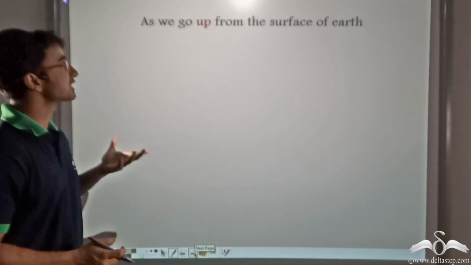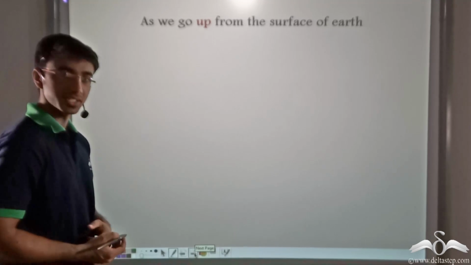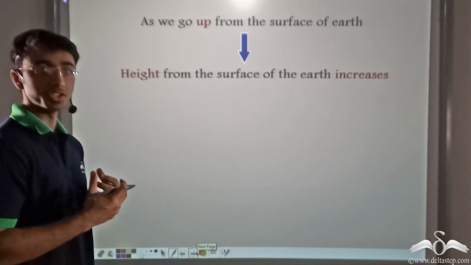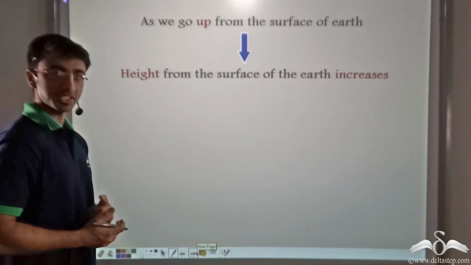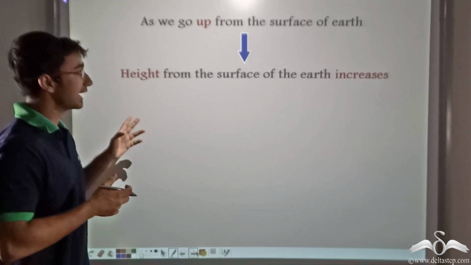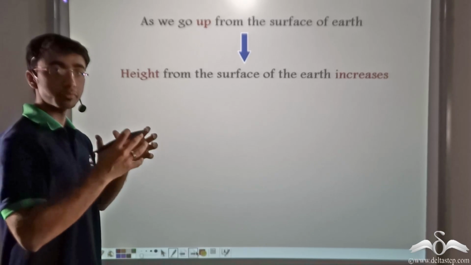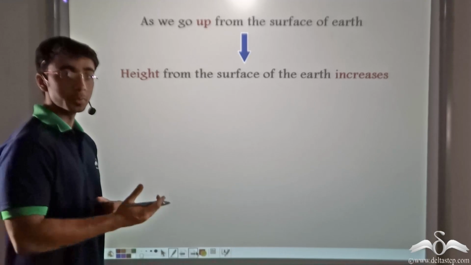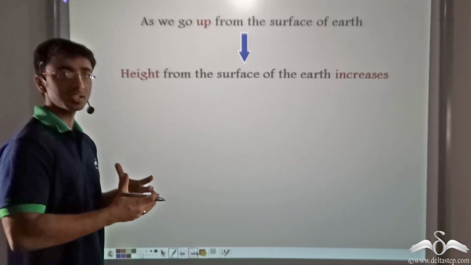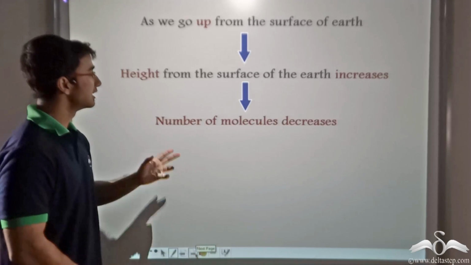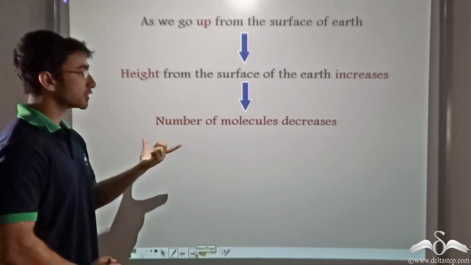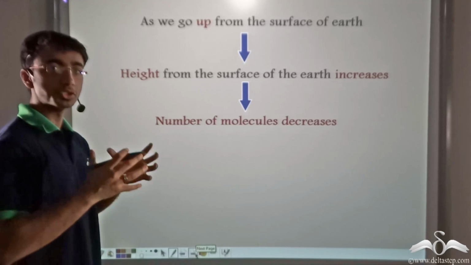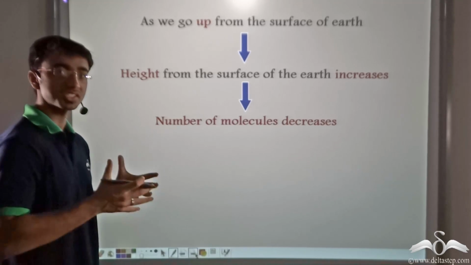So we can say that as we are moving up from the surface of the earth, the height from the surface of the earth is increasing, or in other words, our altitude is increasing. Now, as you saw in the previous picture, the moment altitude increases, the number of molecules becomes less. Because at the surface of the earth, the molecules of air are densely packed, whereas as we move upwards, the molecules are sparsely packed. Thus, the moment the altitude increases, the number of molecules decreases. So at a very high altitude, the number of molecules present is much less than the number of molecules at the surface of the earth.